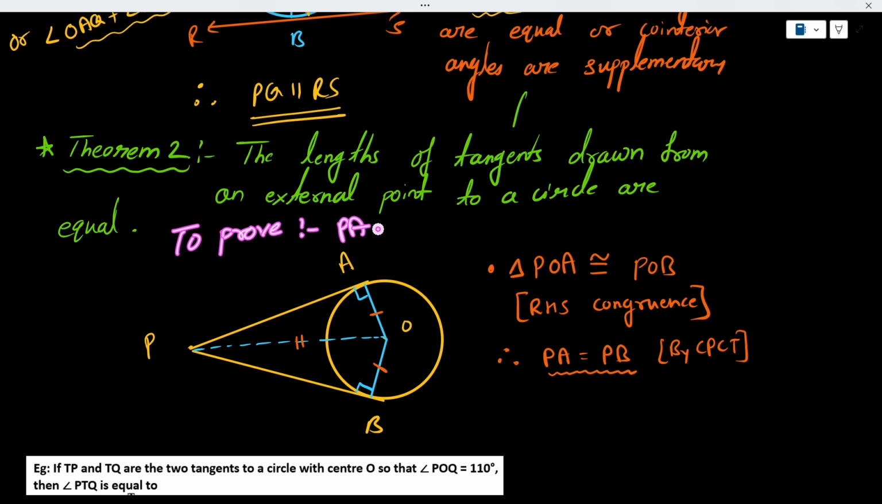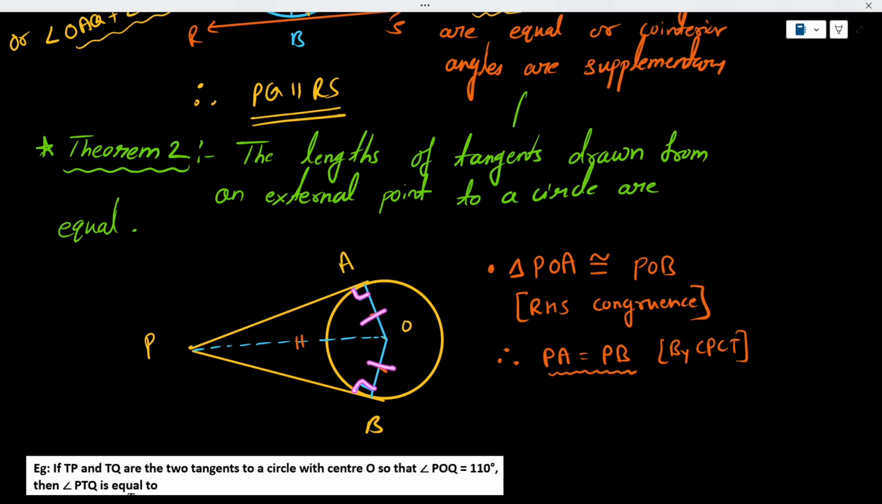That PA is always equal to PB. Construct OP, which will divide it into two triangles. Now, from Theorem 1, the tangent is perpendicular to the radius. So this angle and this angle are going to be 90 degrees.